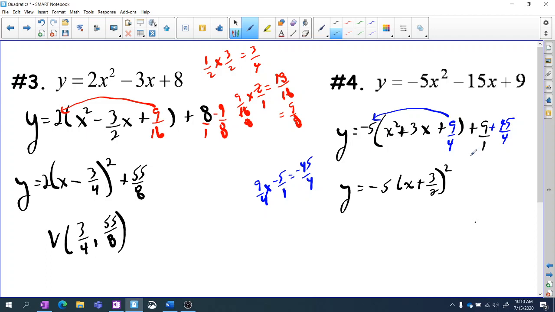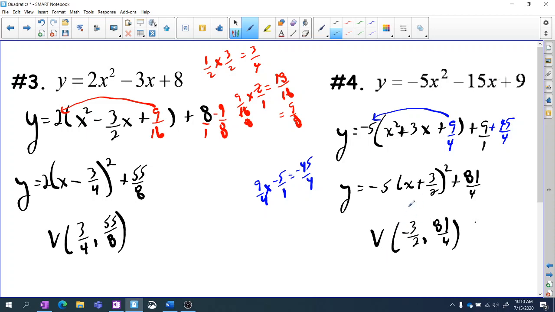Positive 36 and a positive 45 will be a positive 81/4. Vertex -3/2, comma 81/4. Stretch factor's 5. It opens down. And there we have standard form changed to vertex form.